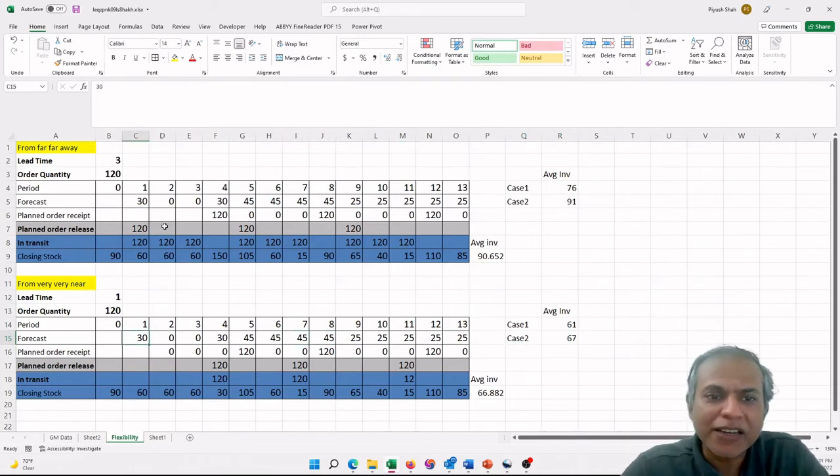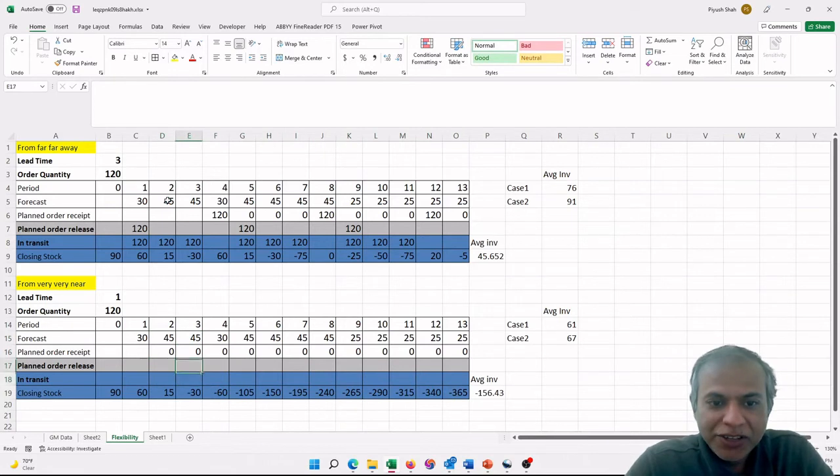Now let's look at the second situation where the demand actually goes up. I know there is something special happening. So the demand goes up for the 2 periods. Again, then it's back to normal. So I have not placed any order. Let's start with the near situation first.